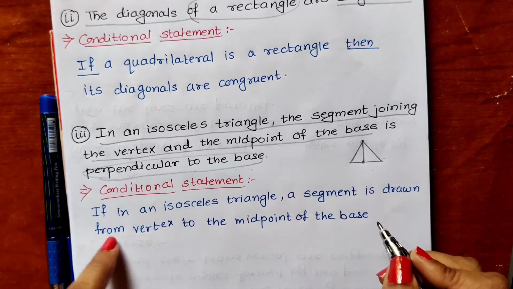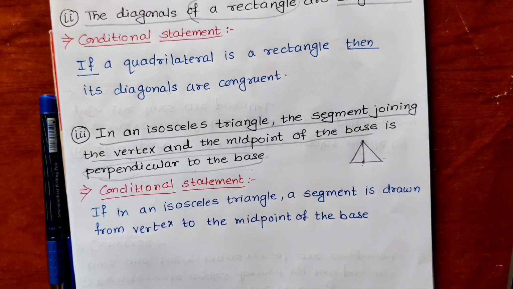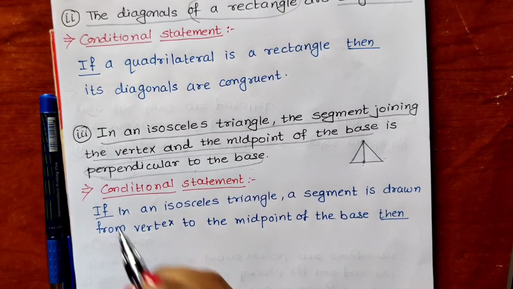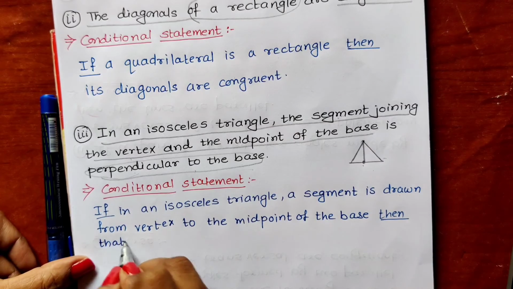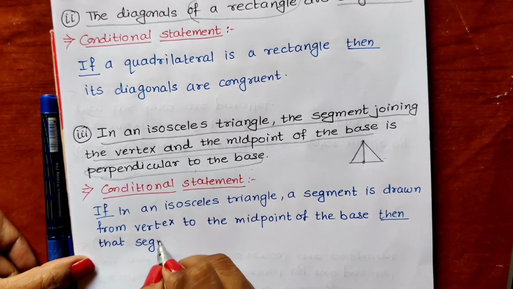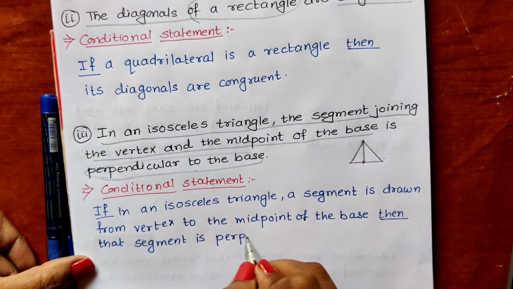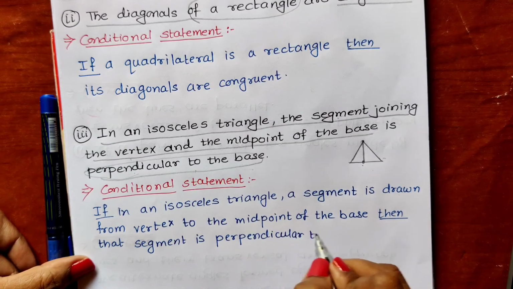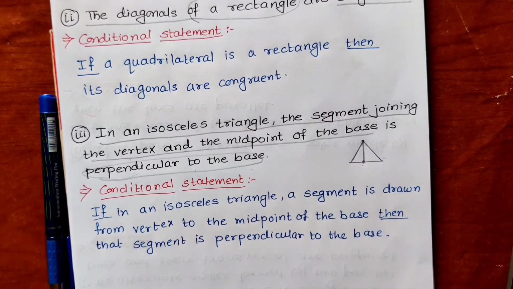Okay. If in an isosceles triangle a segment is drawn from the vertex to the midpoint of the base, then what will happen? Then what we will get? Then that segment is perpendicular to the base. In this way, we can complete the conditional statements.